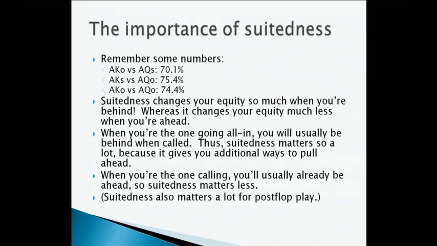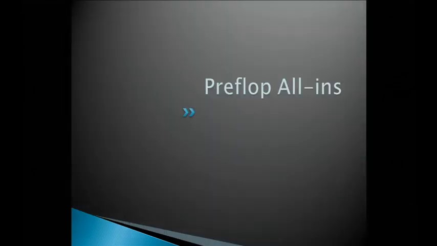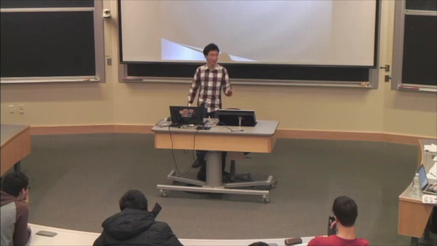So like with ace-king, the difference between suited and unsuited doesn't matter that much. But with a hand like 9-8, being suited is way better than being not suited. And suitedness is also important for implied odds, as I talked about last class, because you can make much better decisions post-flop if your hand is suited. Okay, that's roughly some hand equities to remember.